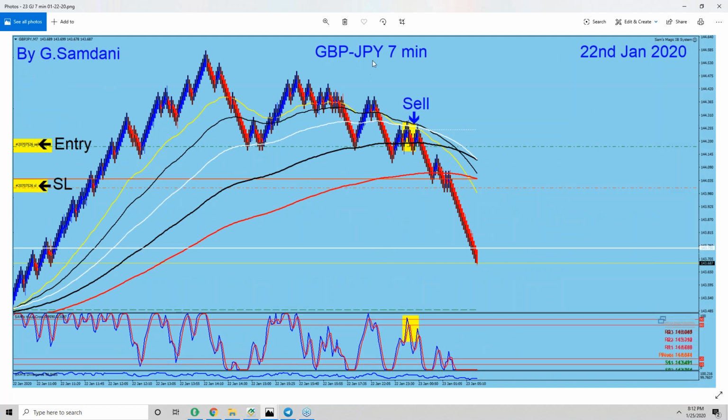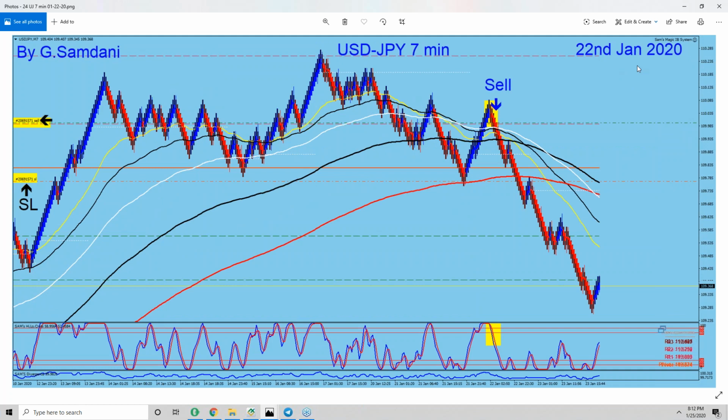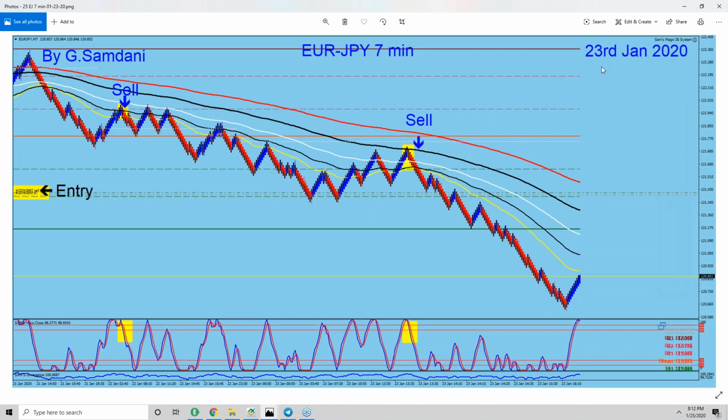On the 22nd, Pound Yen started to come down again, and I started to move my SL here, and then more and more. And here you can see 22nd January USD Yen, because yen was getting strong, so all the yen pairs are going to go down regardless, because yen is always on the right side of the pair in each and every pair, so they all go down. And what else on the 23rd now, Euro Yen again, the continuation.